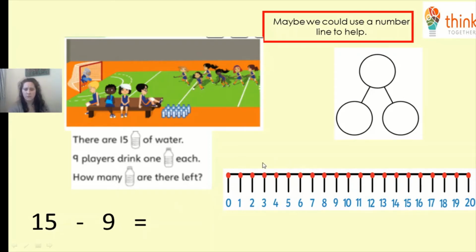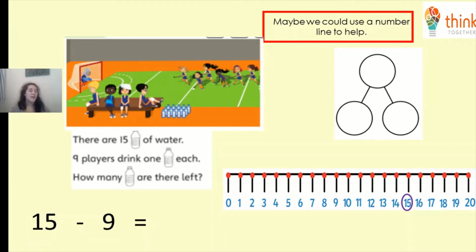Now, if you see over here, we no longer have our tens frames. We have got a number line. So we're going to be using the number line to help us now. I can see that I'm going to have to start on the number 15 on my number line. So let me find that. There we go, there's 15 on my number line. Now remind me, when we are taking away, are we going forwards on a number line or backwards on a number line?